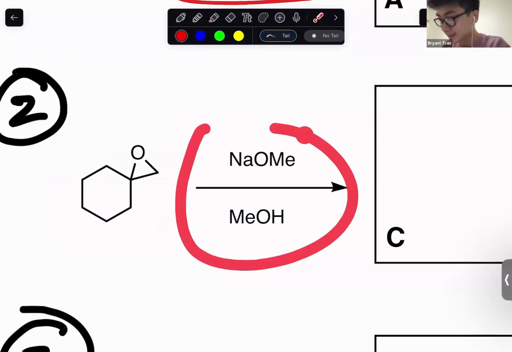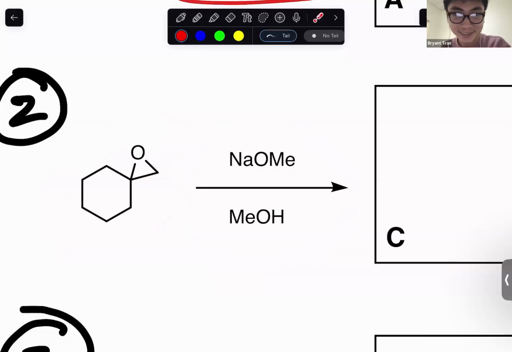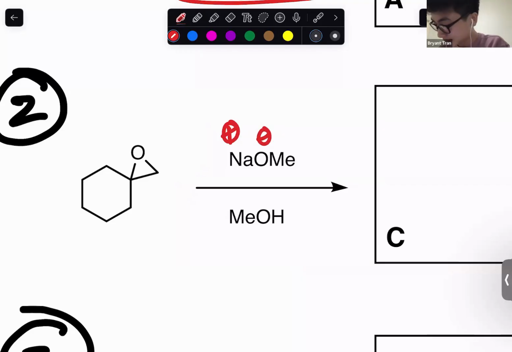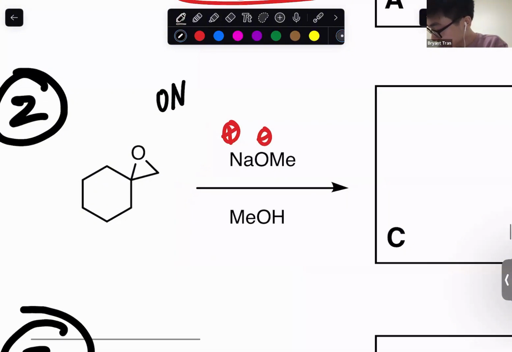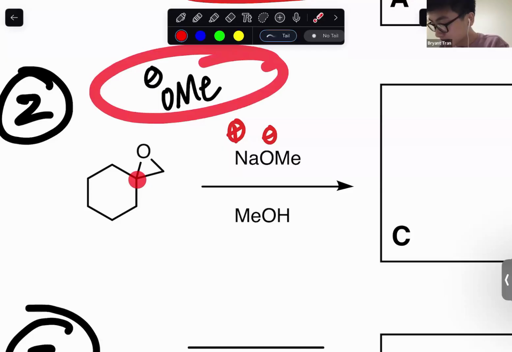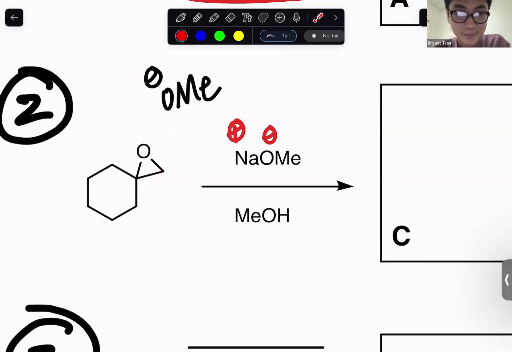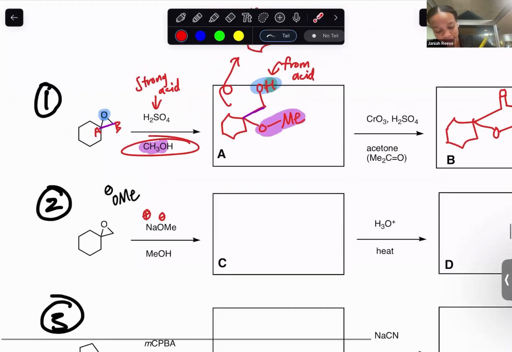Now if you look at problem number 2, we have the same structure as problem number 1, but in different conditions. We are in basic conditions now, correct. Because we see sodium is positively charged, making this OMe negatively charged, right? So this methoxide group, which is OMe with a negative charge, where do you think it's going to attack? The more substituted carbon of the epoxide or the less substituted carbon of the epoxide? In basic conditions, it's the less substituted.